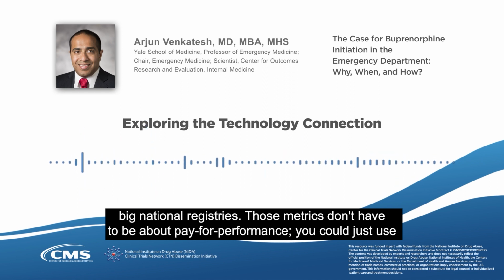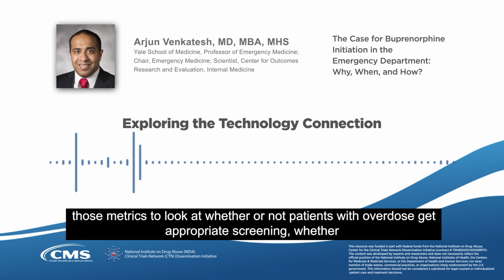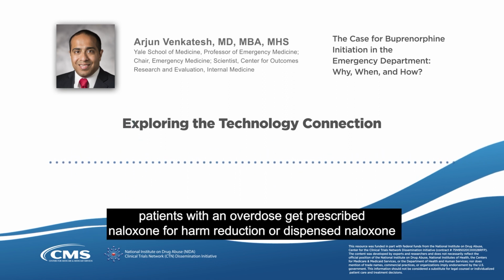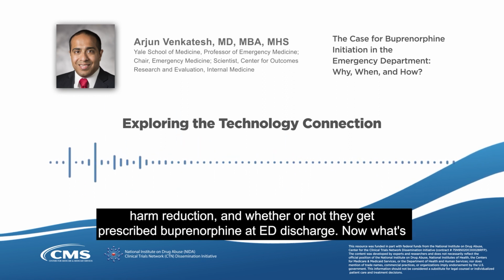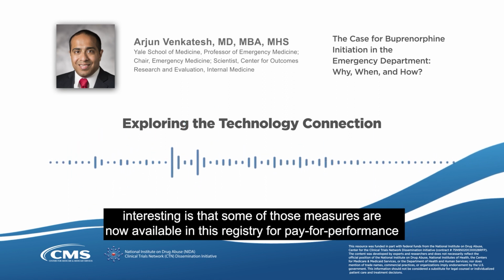Those metrics don't have to be about pay-for-performance. You could just use those metrics to look at whether or not patients with overdose get appropriate screening, whether patients with an overdose get prescribed naloxone for harm reduction or dispensed naloxone for harm reduction, and whether or not they get prescribed buprenorphine at ED discharge.